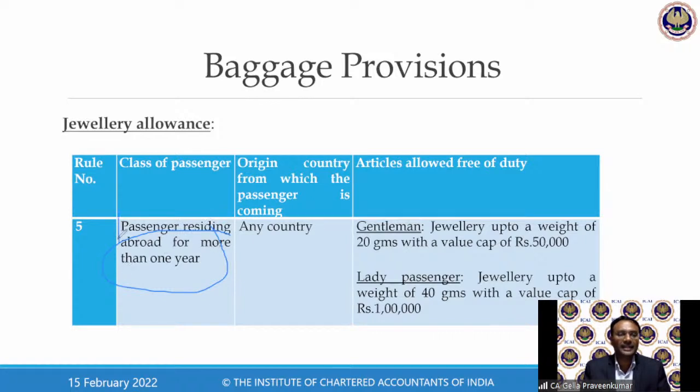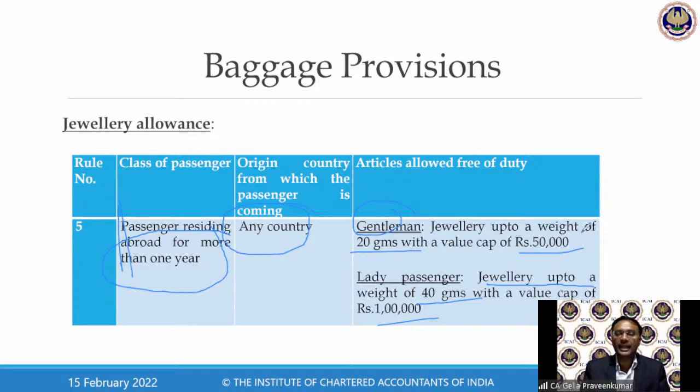Now, they don't say passenger is of Indian origin, passenger of foreign origin. They say passenger who is residing abroad for more than 1 year. But when I look at the language, so Indian who is residing abroad for more than 1 year. Origin of country, any country. A male coming back, jewelry up to a weight of 20 grams with a cap of 50,000. Lady passenger, a jewelry up to a weight of 40 grams with a value of rupees 1 lakh.